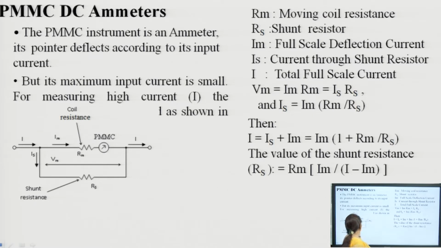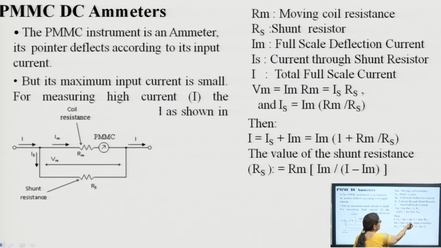So, Vm is equal to Im into Rm, and the shunt resistance is in parallel to Rm. So, the voltage drop across the shunt resistance is equal to the voltage drop across Rm. Here the current is Is, so it is Is into Rs. So, Vm is equal to Im Rm is equal to Is Rs. From here we can find that Is is equal to Im Rm by Rs. Now, the current I is equal to the shunt current plus the meter current, so I is equal to Is plus Im.